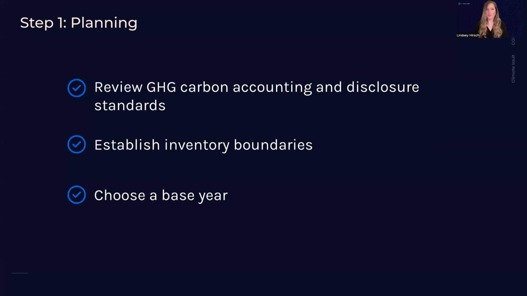You'll also want to choose a base year that's representative of typical operational conditions so that you have a consistent comparison of emissions performance over time. Note that base years may need to be recalculated if your organization experiences significant changes, so it's best practice to include a base year recalculation policy in your GHG inventory governance.